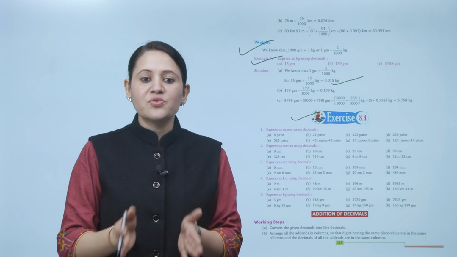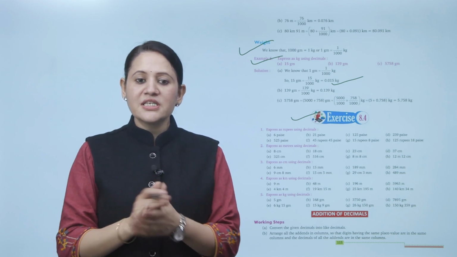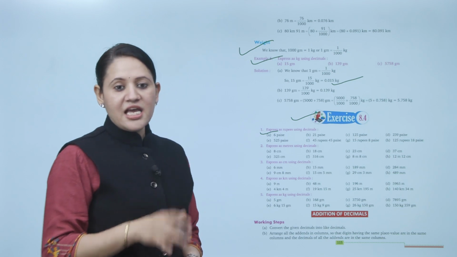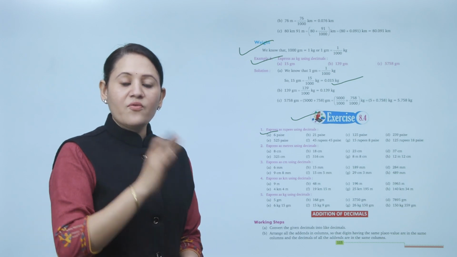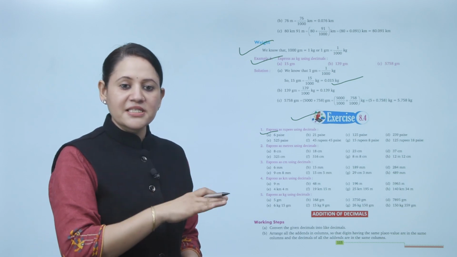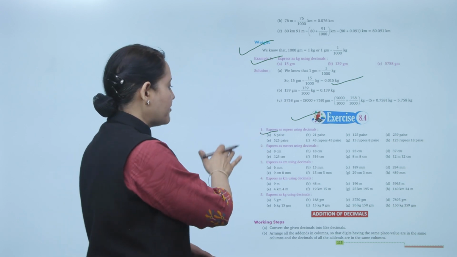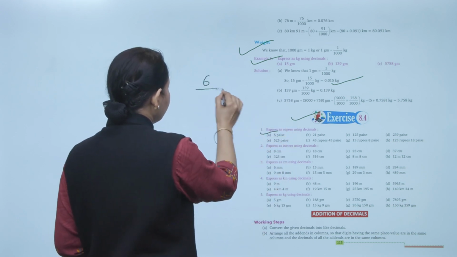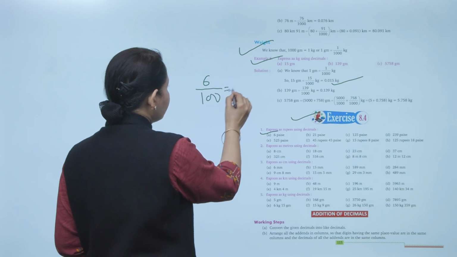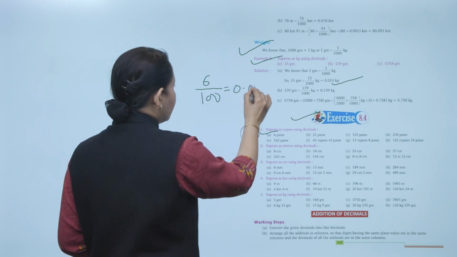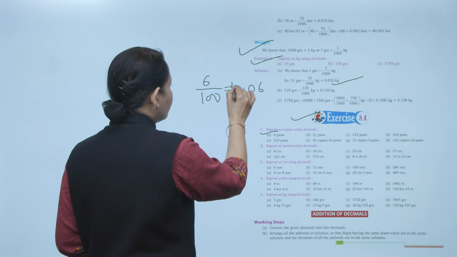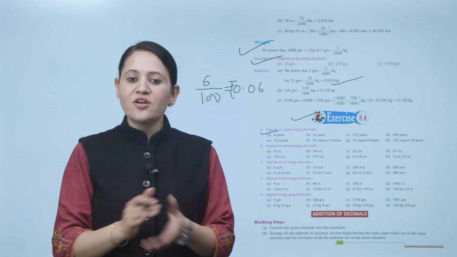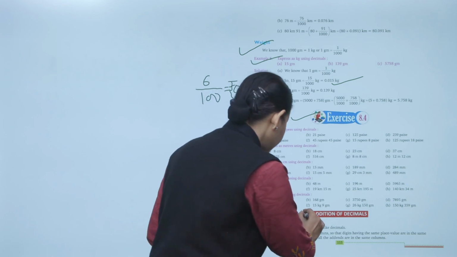Express as rupees using decimal. First one is 6 paisa. We have to convert 6 paisa into rupees. As we know, 1 rupee equals 100 paisa, or 100 paisa equals 1 rupee. So here we have to convert 6 paisa into rupees, so we'll divide by 100. That is equal to 0.06 rupees. Clear?